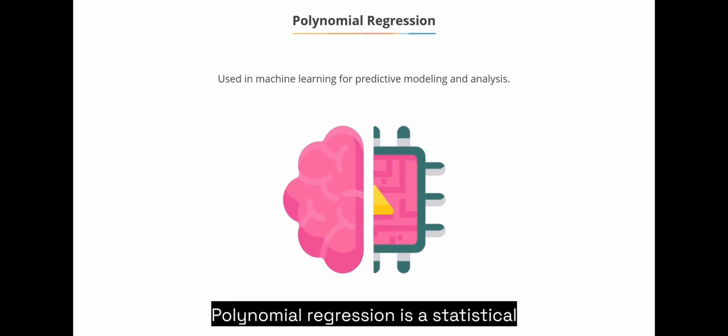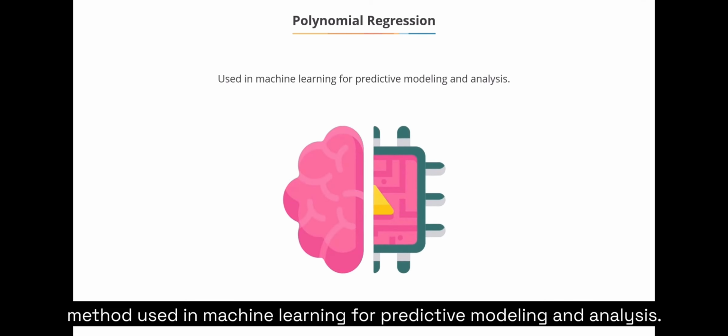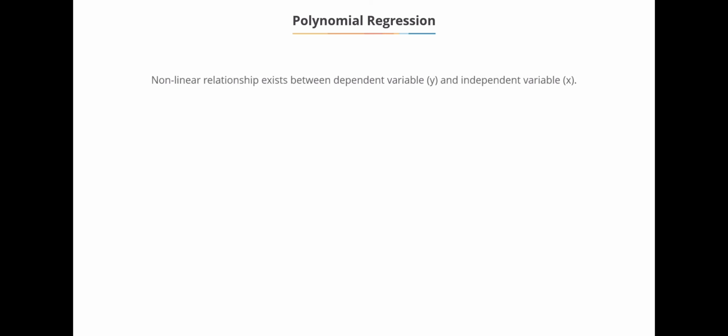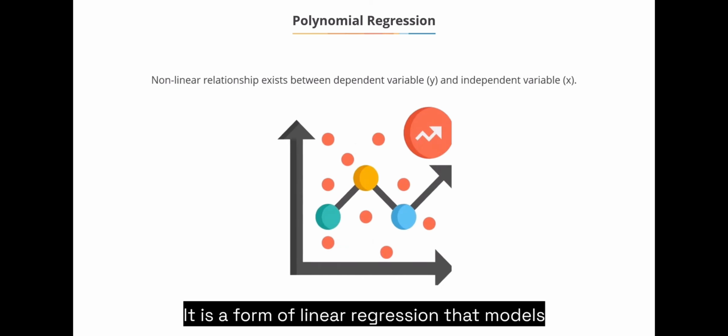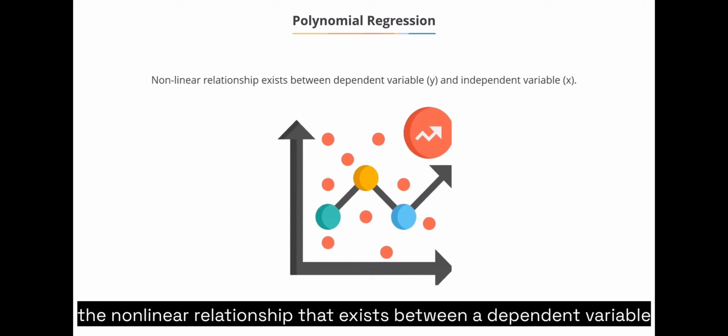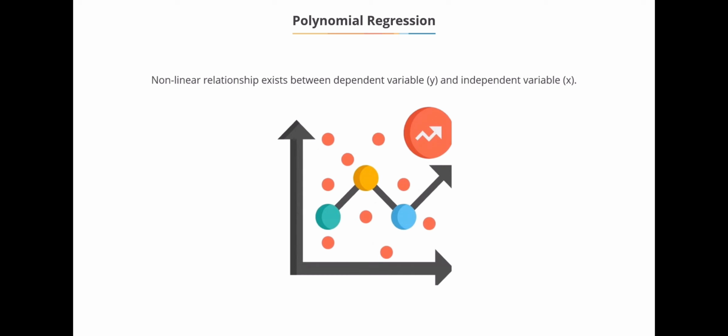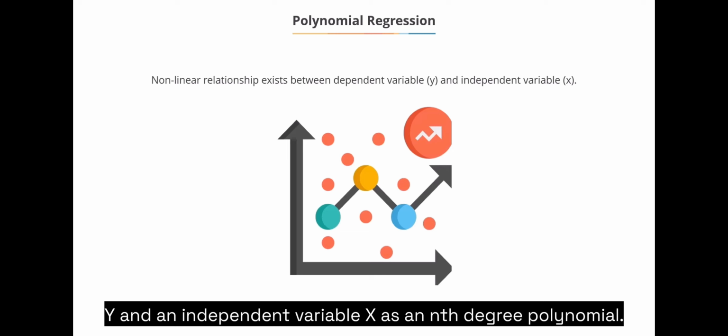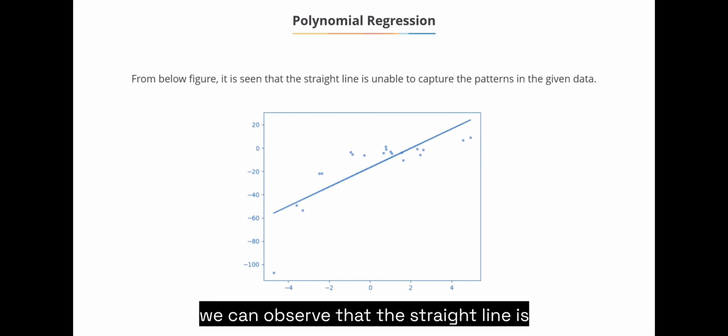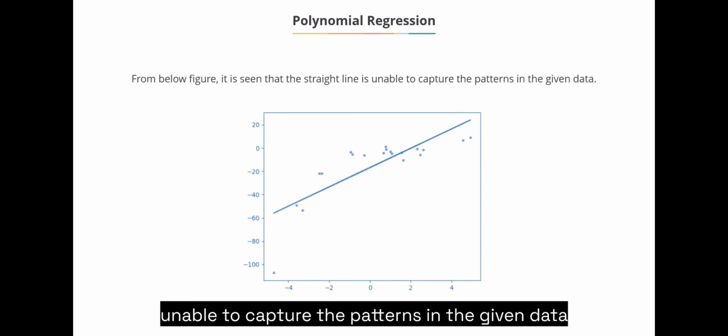Polynomial regression is a statistical method used in machine learning for predictive modeling and analysis. It is a form of linear regression that models the nonlinear relationship that exists between a dependent variable, y, and an independent variable, x, as an nth degree polynomial. From this figure, we can observe that the straight line is unable to capture the patterns in the given data.